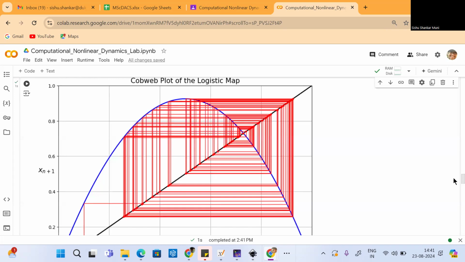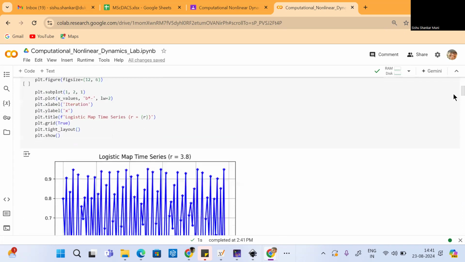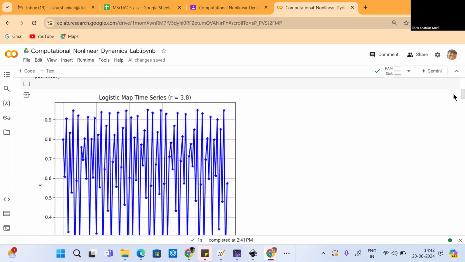Can you see why the cobweb looks like this based on the time series? In the previous class, I had shown you this was the chaotic time series. Why was it a chaotic time series? Because you cannot predict where the next point will lie based on the previous points. So this is the same chaotic time series.